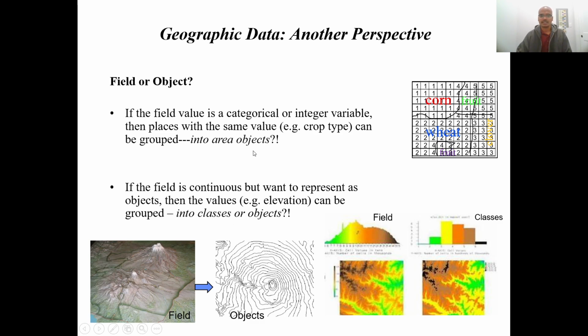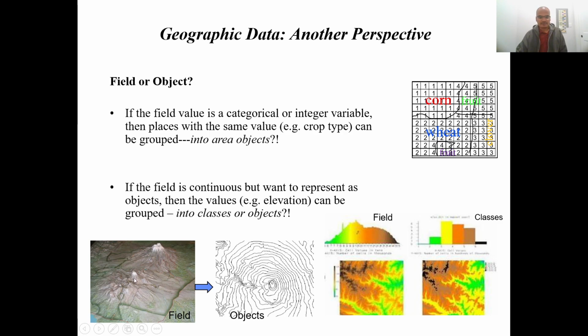Say, for example, I have categorical data, like an integer variable. Say here all cells are represented as 1. Either I can use the field approach where continuously I represent 1, or I can group these similar values together and form an object, and represent this as an object as well. Likewise here, the elevations are represented continuously from lower values to higher values using different shades. But the same field information can be categorized into classes using intervals, and you can represent each as a separate object, and you can do analysis or management, etc.